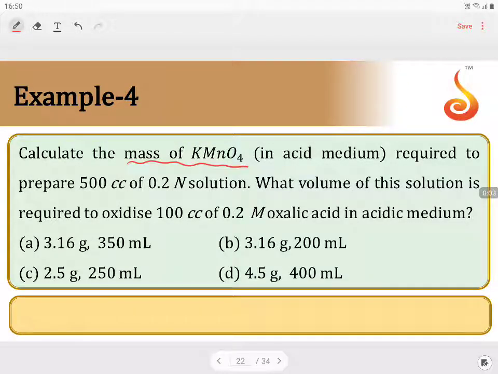Calculate the mass of KMnO4 in acid medium. This is very important for us. Required to prepare 500 cc of 0.2 normal solution. What volume of this solution is required to oxidize 100 cc of 0.2 molar oxalic acid in acid medium? So we have two things here. One is KMnO4. First, we need to find what mass of KMnO4 is required to prepare 500 cc of 0.2 normal solution. Second, what volume of this solution is required to oxidize 100 cc of 0.2 molar oxalic acid.